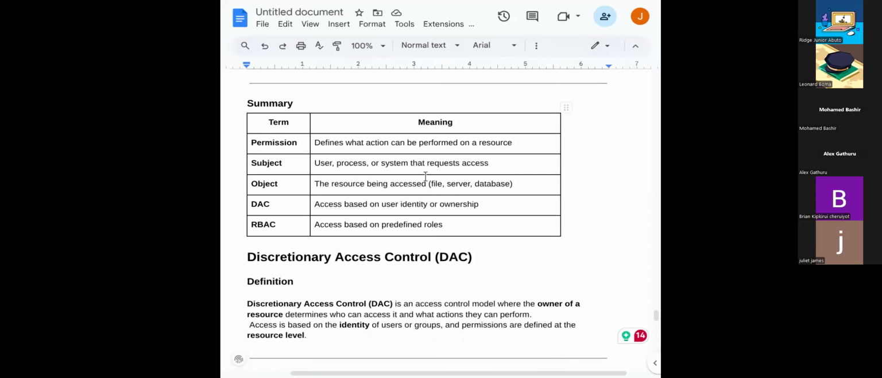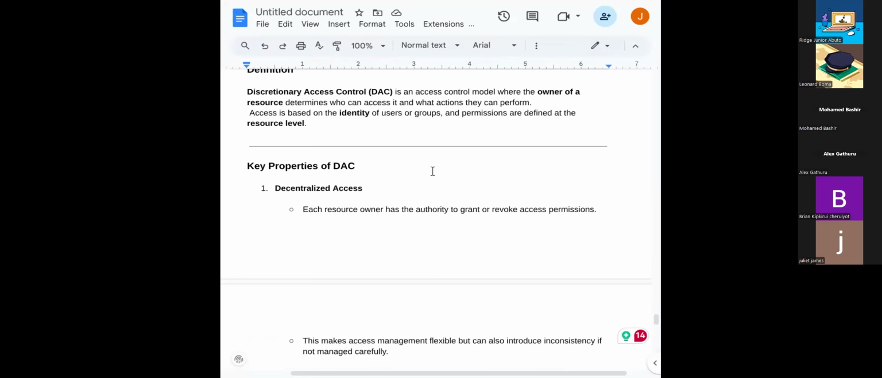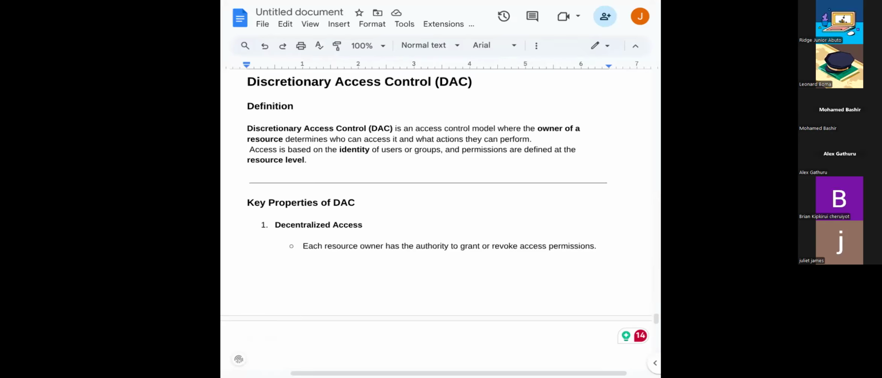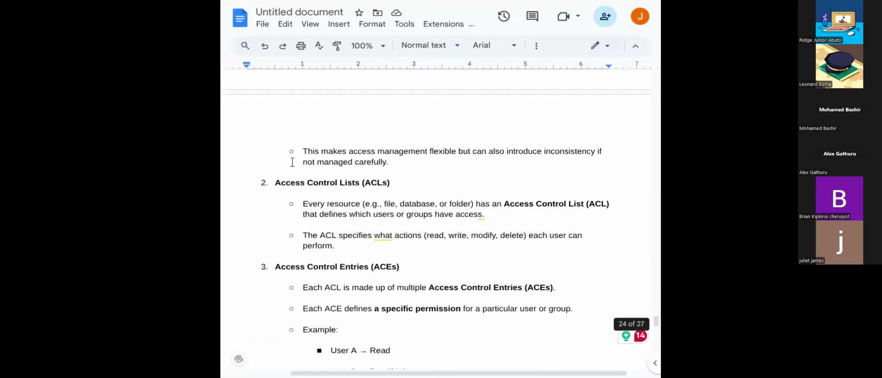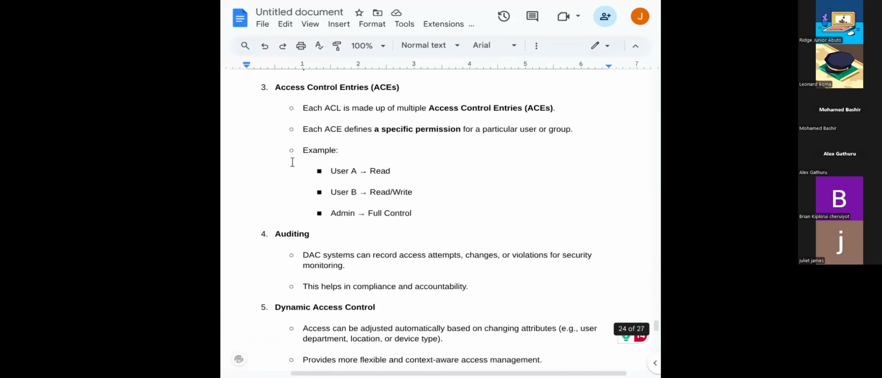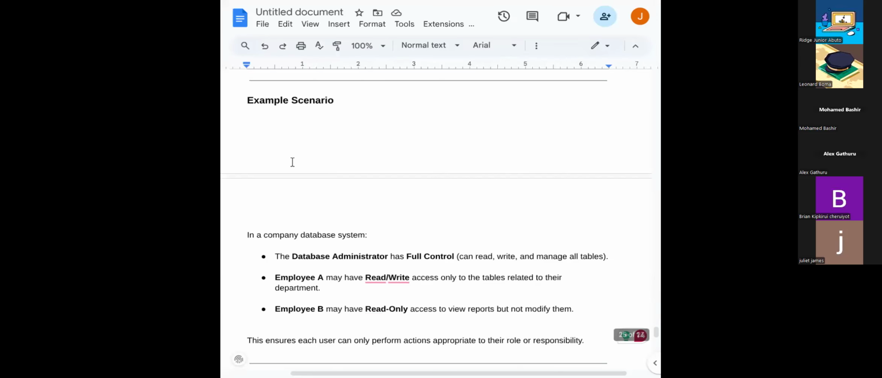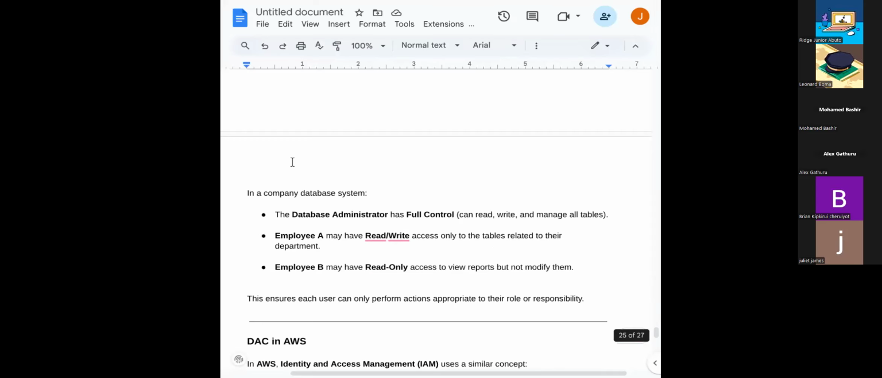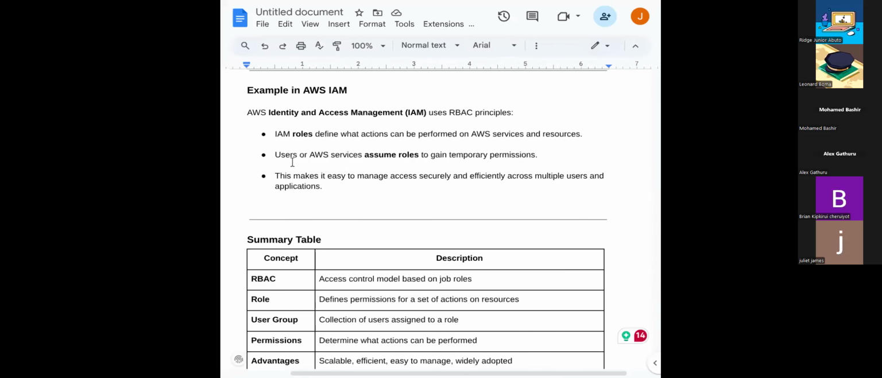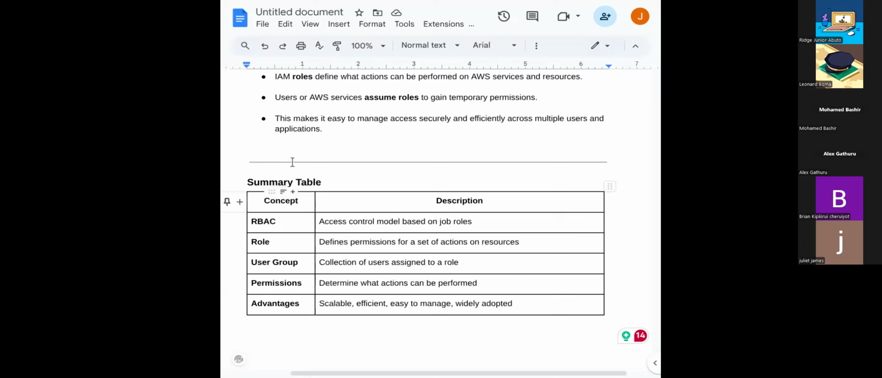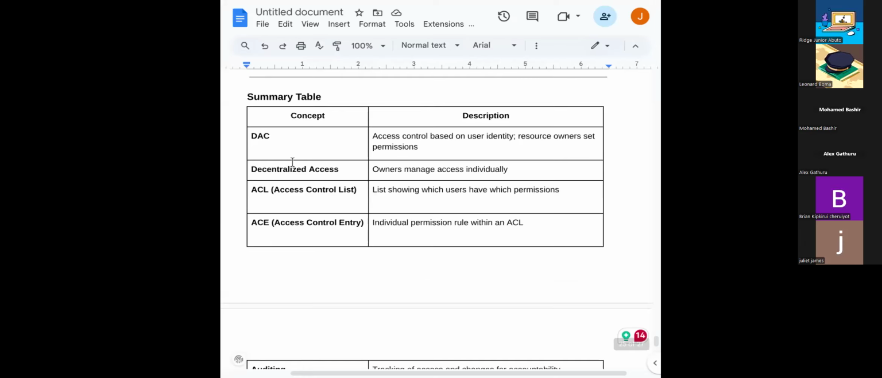So we have a small summary of what we have learned right there. Let me just keep it and we can do something small on discretionary access control, though we have already gone through it. It's actually a repetition. All right, let me just go through it quickly, though we have already gone through it.